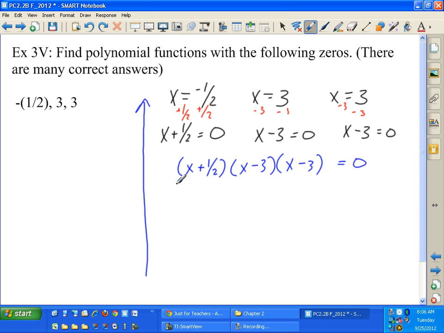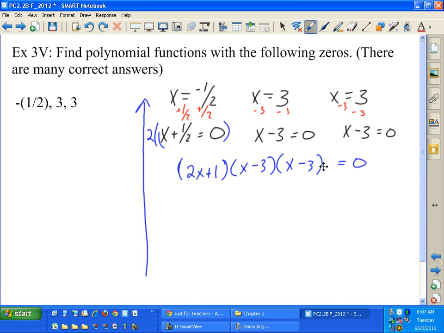So I'm going to do one little trick here just to get rid of this fraction. I'm going to multiply this part by 2. I probably should have multiplied by 2 earlier, and that would have gotten rid of my fraction. By multiplying that by 2 in that equation, I'm left with 2x plus 1. It's just trying to deal with the fraction. But if you would have left the fraction in there, it would have been fine. It wouldn't have mattered. So now I have to multiply these guys together.